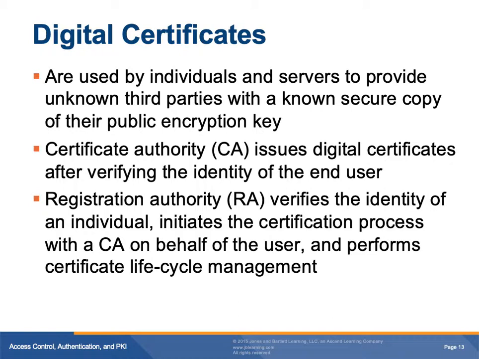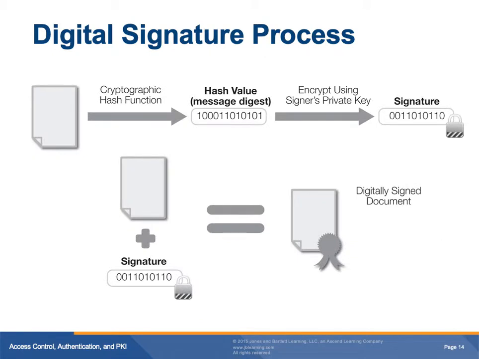The Registration Authority, or the RA, verifies the identity of an individual, initiates the certification process with the CA on behalf of the user, and performs certificate lifecycle management. The digital signature process is noted in the slide. And in particular, notice the use of hash functions in the digital signature process.